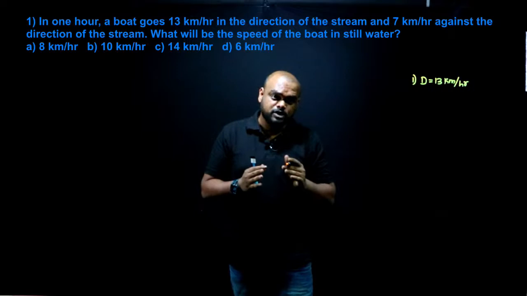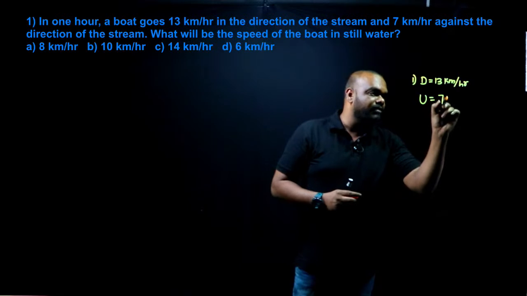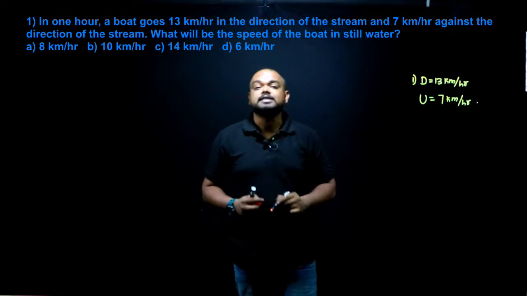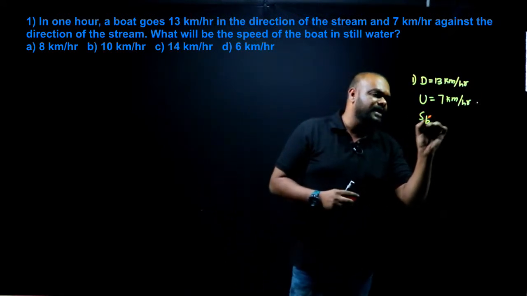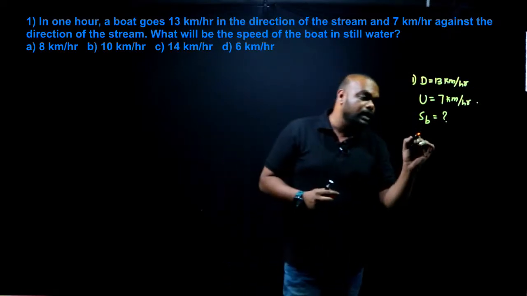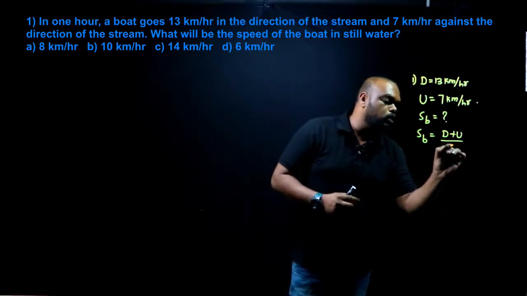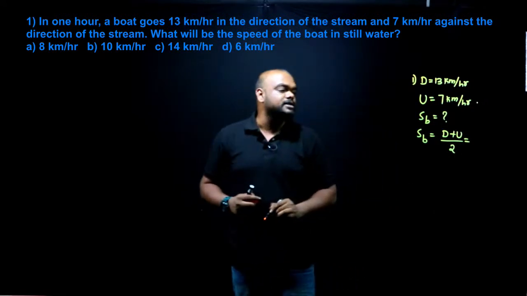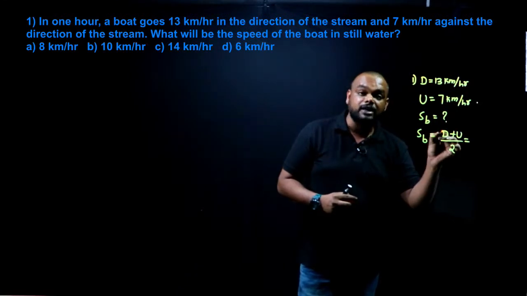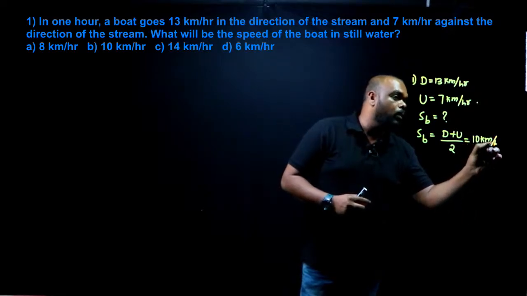Against the direction of the stream means what? Upstream. So he's giving us upstream speed U, that is 7 kilometers per hour. Now, what will be the speed of a boat in still water? SB. Direct question, very simple. SB means speed of a boat in still water. And we know SB is equal to (D plus U) divided by 2. Just now we have solved that. D value 13, U value 7. 13 plus 7, 20. 20 by 2 will give us 10 kilometers per hour. Very simple question.